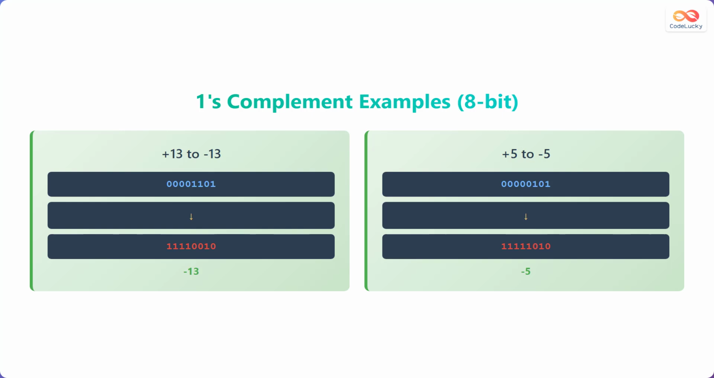Similarly, to convert positive 5 to negative 5, we start with the binary representation of positive 5, which is 00000101. Then we invert all of the bits, resulting in 11111010. This is the 1's complement representation of negative 5.